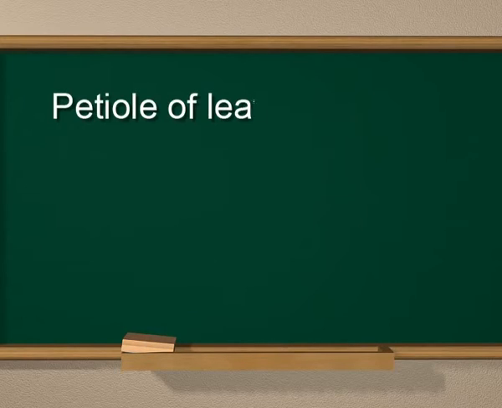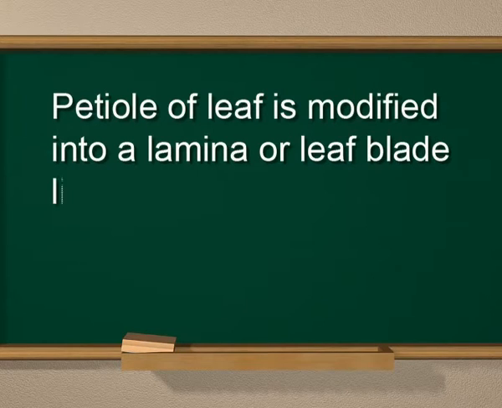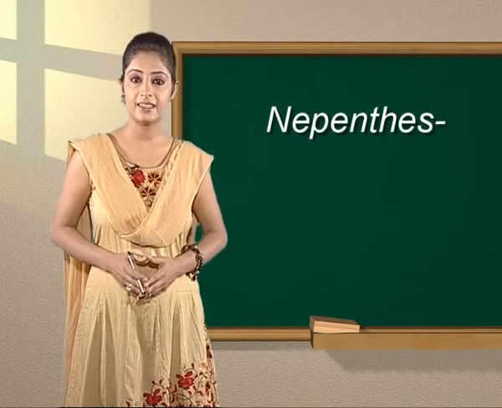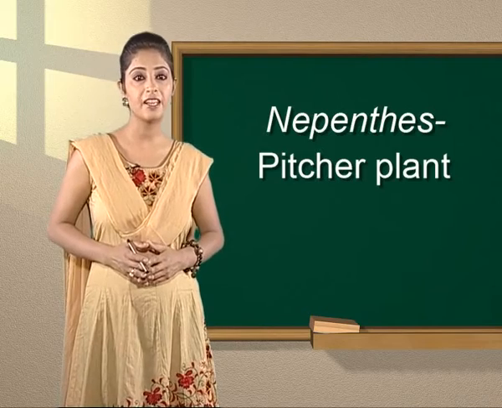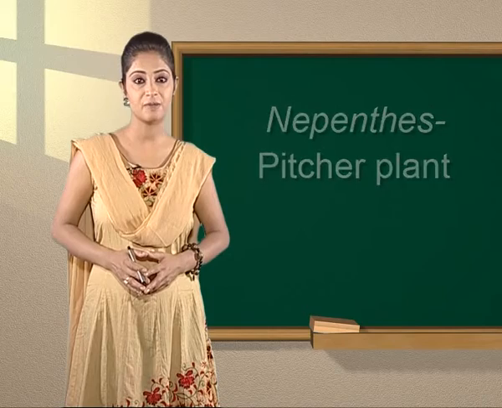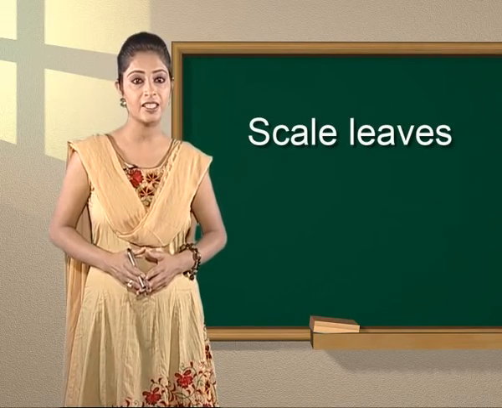When petiole of leaf is modified into a lamina or leaf blade-like structure, it is known as a phylloid. In Nepenthes, that is the pitcher plant, leaves are modified into pitchers to catch and digest insects. Scale leaves in onion store carbohydrate and become fleshy.